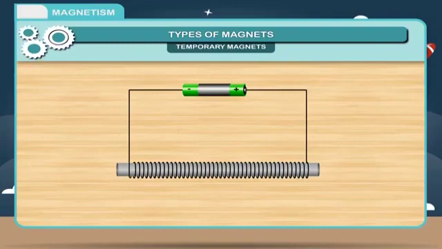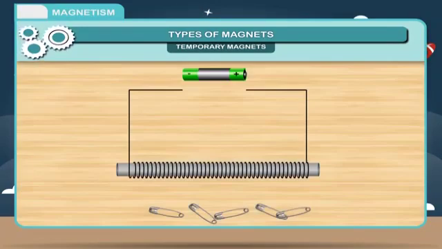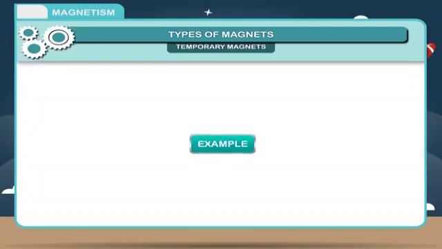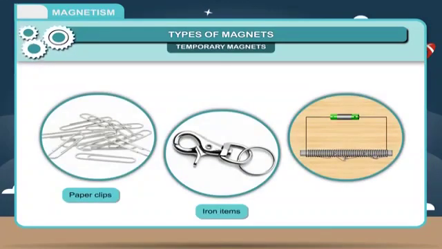They are made of soft iron. These substances generally behave like magnets under the influence of an external form of energy such as electricity or the influence of another magnet in their vicinity. They lose their magnetic properties as soon as the magnetic effect is removed. Examples: paper clips, iron items, electromagnets, etc.